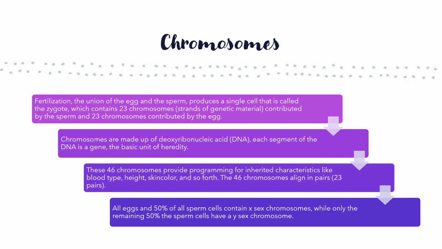All eggs and 50% of all sperm contain an X sex chromosome, while only the remaining 50% of the sperm cells have a Y sex chromosome. So here's the thing. A mom's chromosome is composed of X and X only. So that's XX. In simple terms, they are composed only of X, while a male is composed of X and Y.